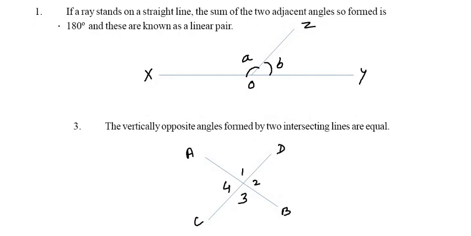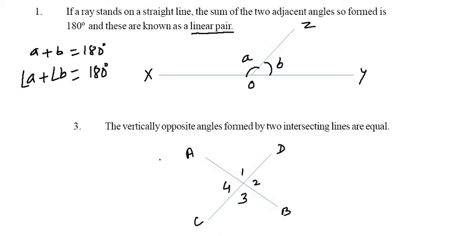So see here. First, if a ray stands on a straight line, the sum of the two adjacent angles so formed is 180 degrees, and these are known as linear pairs. So these are the linear pair. A and B are the linear pair. That's why angle A plus angle B is equal to 180 degrees. You can write it like this: angle A plus angle B is equal to 180 degrees.